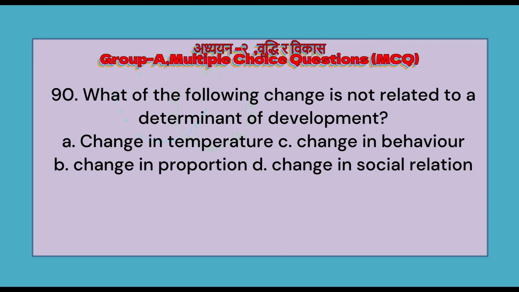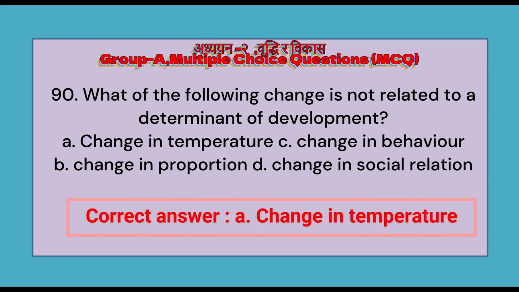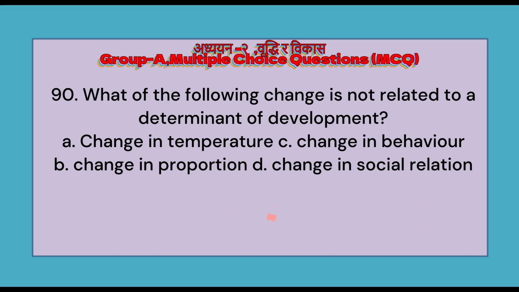90. Which of the following changes is not related to a determinant of development? A. Change in temperature. B. Change in proportion. C. Change in behavior. D. Change in social relation. Correct answer: A. Change in temperature.